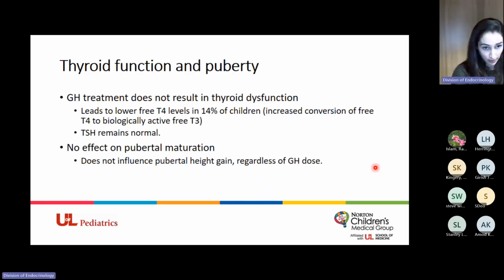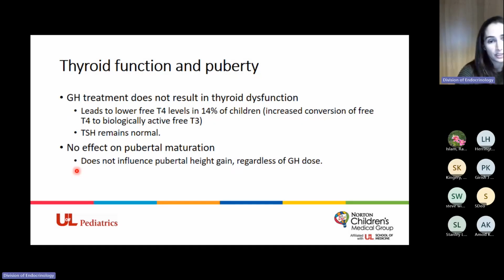As far as thyroid function and puberty, it will not cause thyroid dysfunction. They might have lower free T4 levels in about 14% of the patients due to an increased conversion of free T4 to free T3, but the TSH remains normal, and most of these patients will not need treatment. Just because of this, typically they recommend that we monitor thyroid function every year in those patients that are being treated with growth hormone. It doesn't have any effect on puberty.